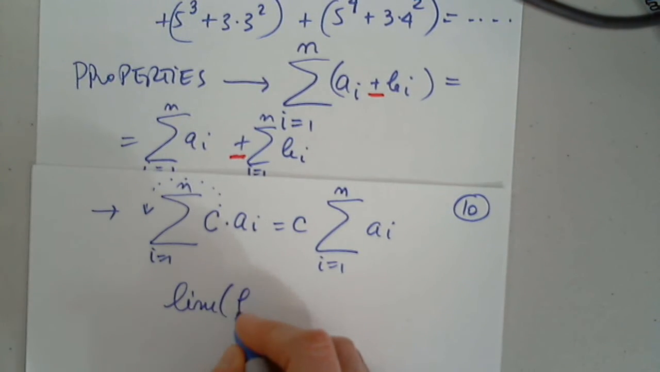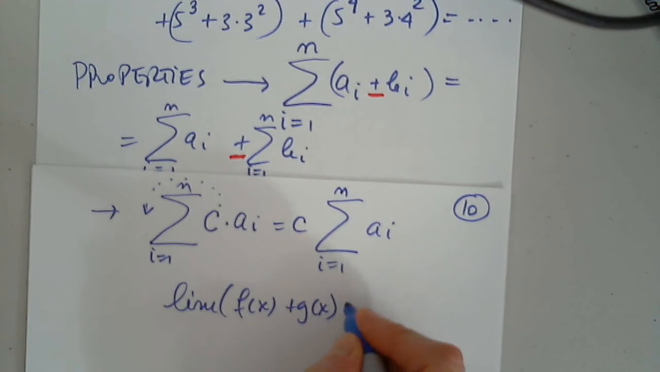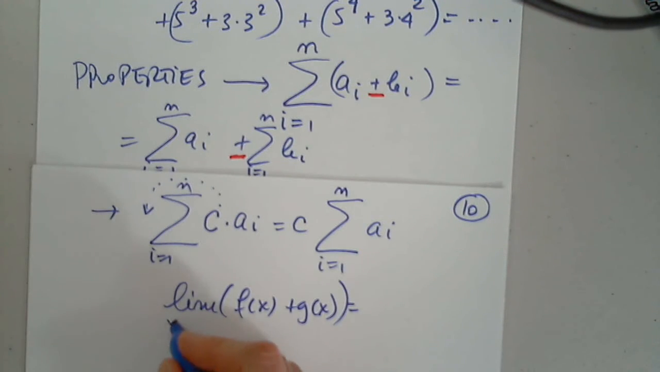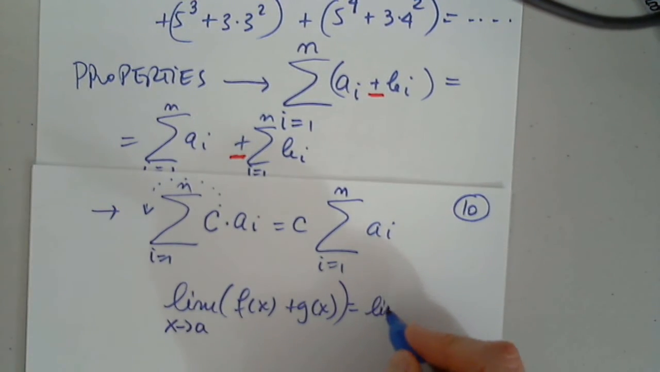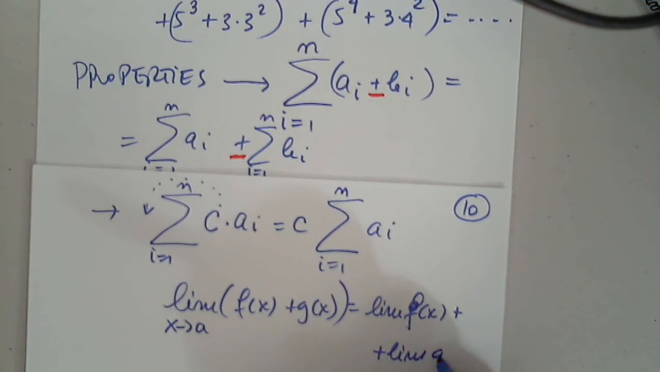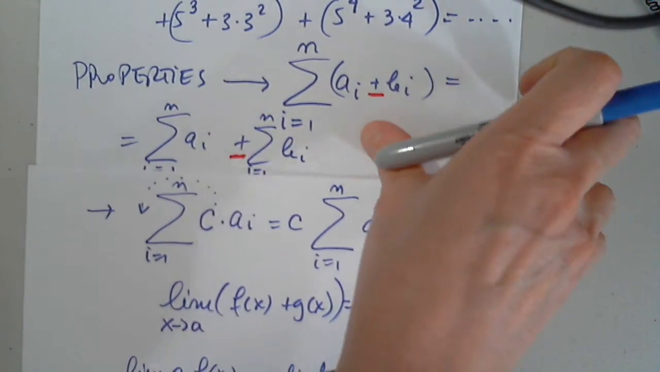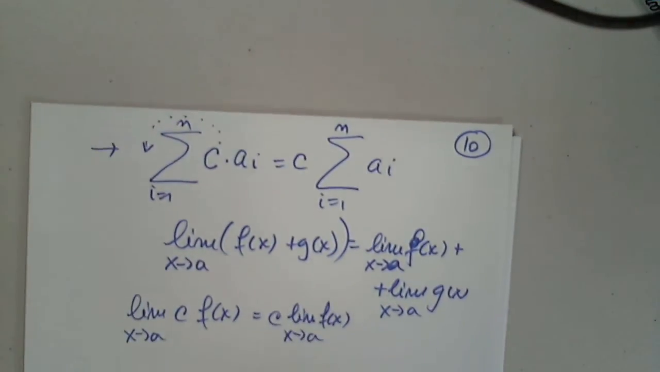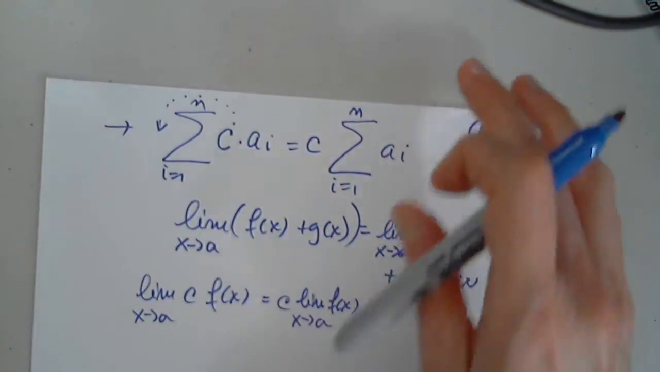We had the limit of f of x plus g of x. If both limits exist when x approaches a, we had the limit of f of x plus the limit of g of x. Same property. And if we had a limit of a constant times a function, we had the same property. We had the constant in front, limit of f of x as x approaches a. Okay, so this is fine.